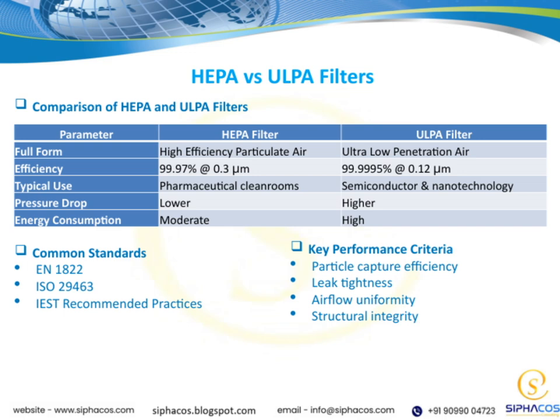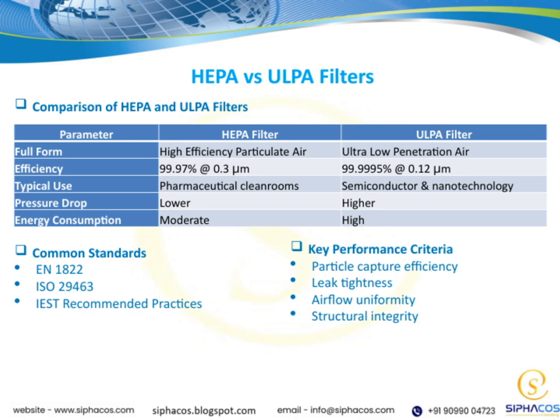Moving on to common standards, there are a few key ones we should be aware of. EN 1822 and ISO 29463 are international standards that define performance and testing requirements for high-efficiency filters. The IEST recommended practices provide guidelines for testing and quality assurance, ensuring that filters meet industry expectations.